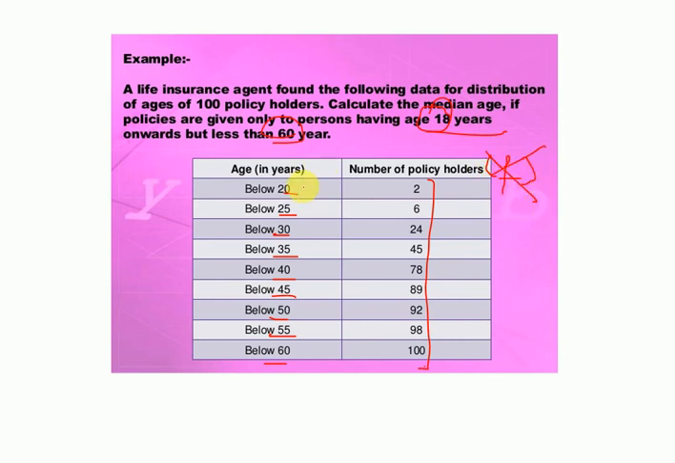No. Why? Because this is not grouped data. If I change it into grouped data, it will be like 18 to 20, because the minimum age is 18. Okay, then 20 to 25, then 25 to 30, and so on up to 55 to 60. Understood? It will be like this if I change it to grouped data.